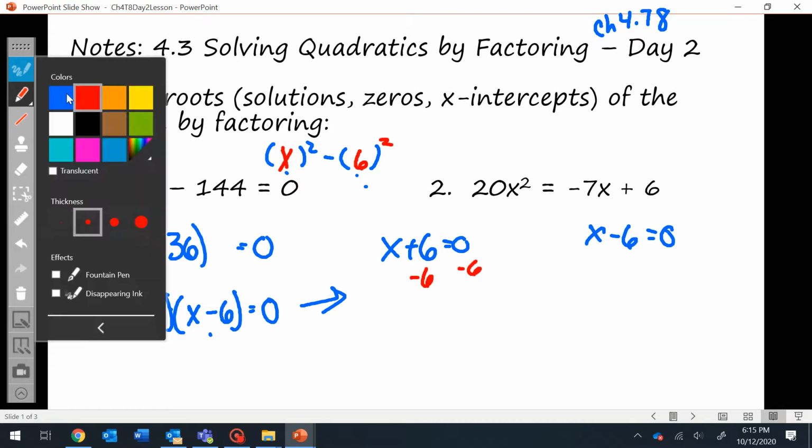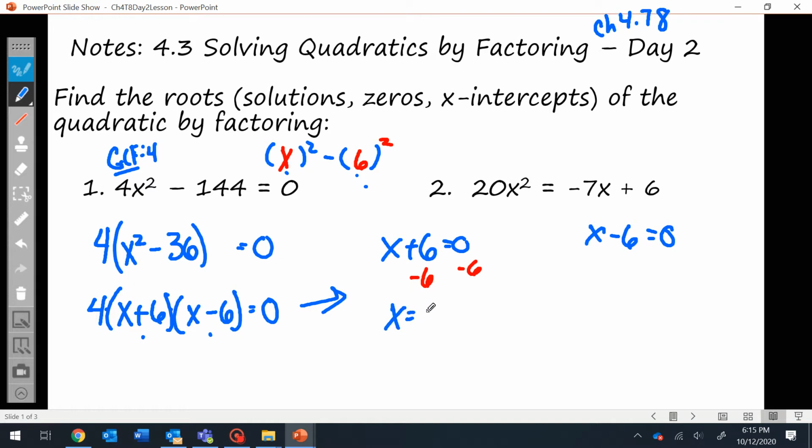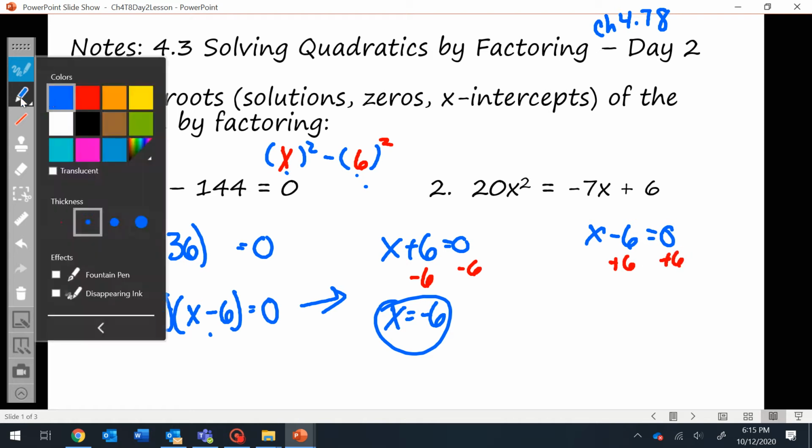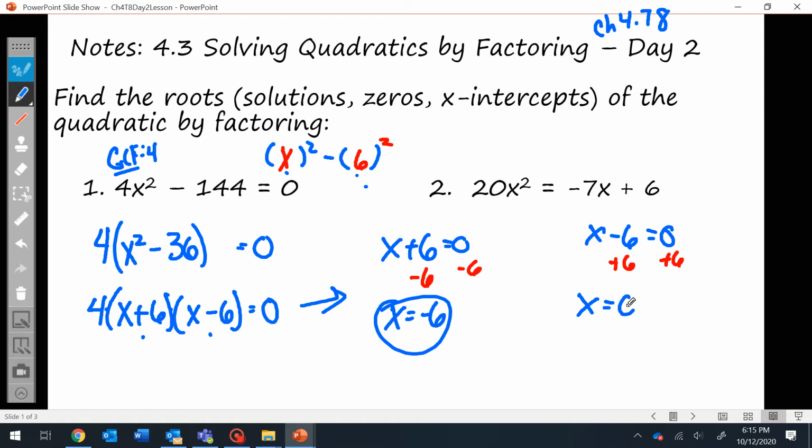So one of my solutions is going to be negative 6. That's one of my x-intercepts. And then my other solution is going to be positive 6. That's one of my other x-intercepts. So the two solutions to number 1 are negative 6 and positive 6. Of course, this problem is a lot easier if you know the difference of squares.